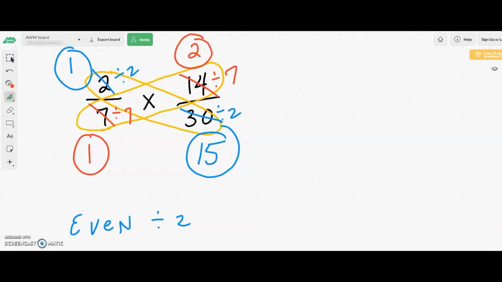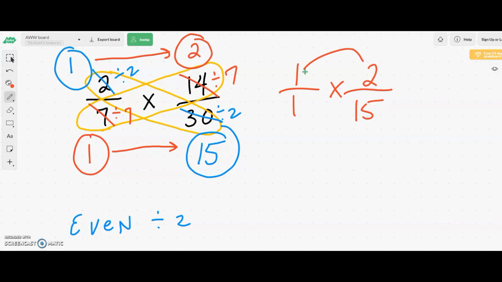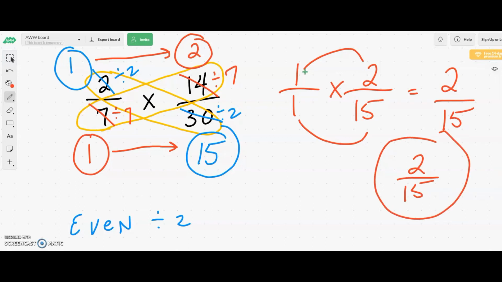Now, multiplying 1 times 2 and 1 times 15 is a lot better than what you had. So what you just did was make 2/7 become 1 over 1, and the 14 over 30 became 2 over 15. And it doesn't get any easier than that. You can do these in your head. 1 times 2 gives me the answer of 2, and 1 times 15 gives me the answer of 15. Your answer is 2/15. And that's the way I want you to do these. Not your way, my way.